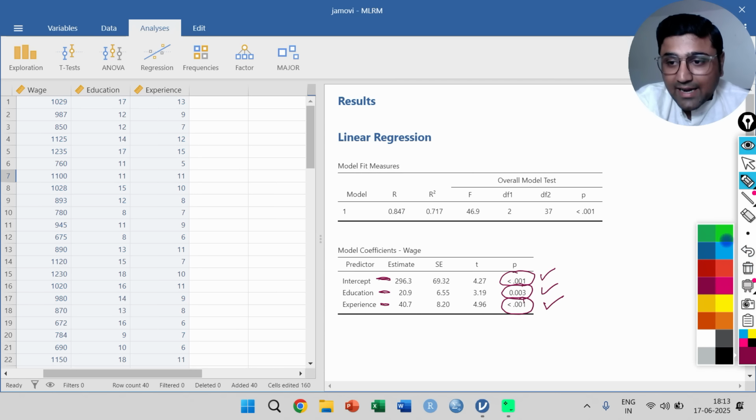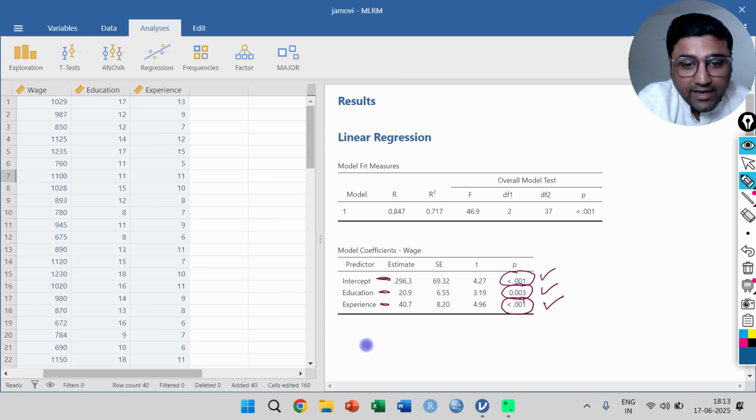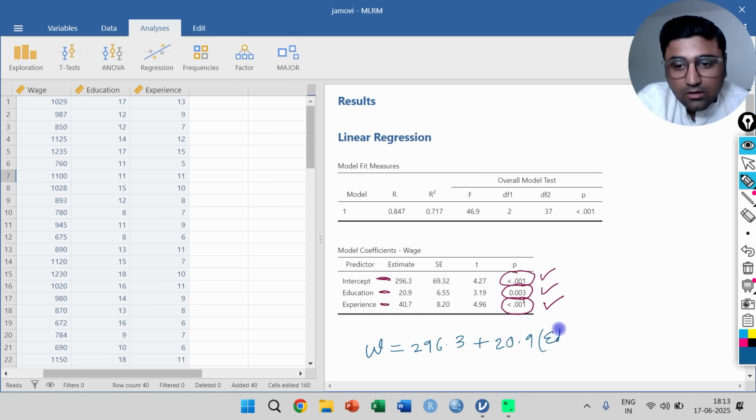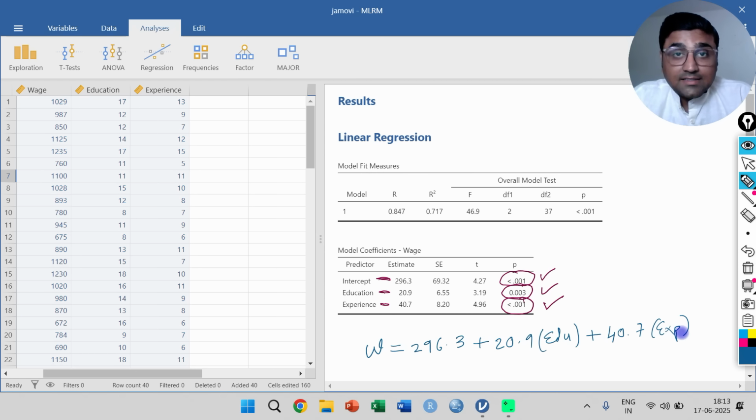So now let's write the model. So we can write wage rate is equal to 296.3 plus 20.9 education plus 40.7 experience. This is our model.